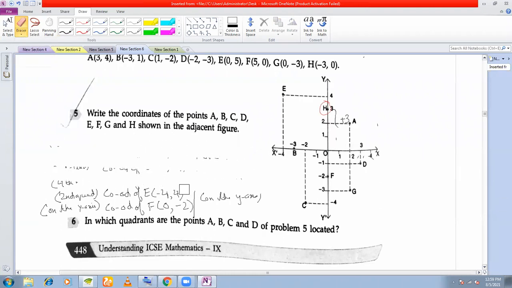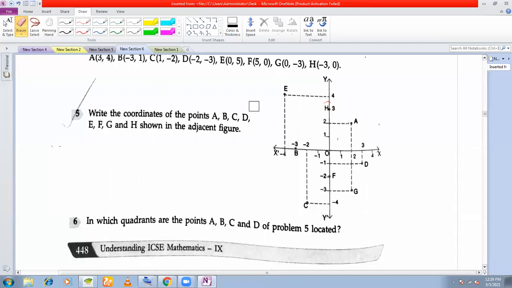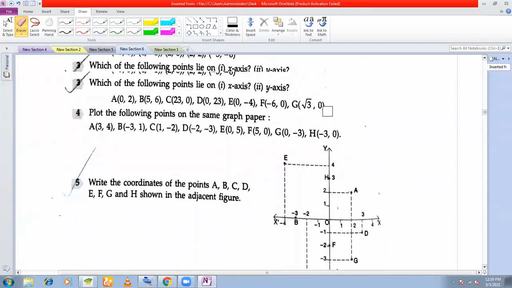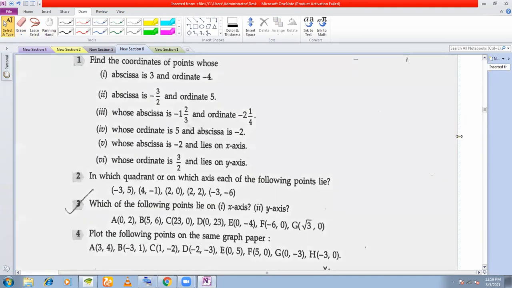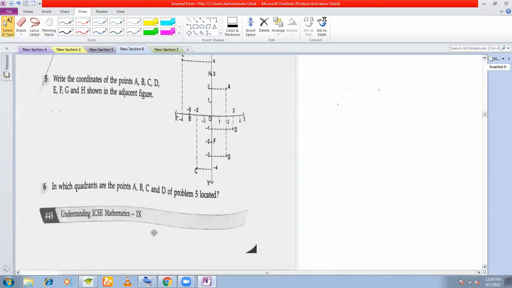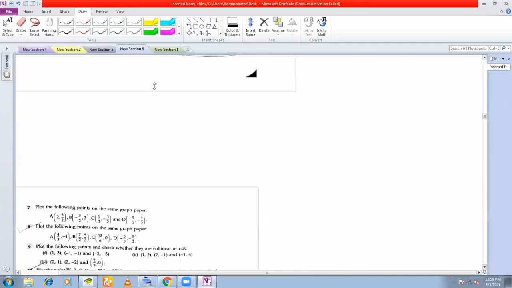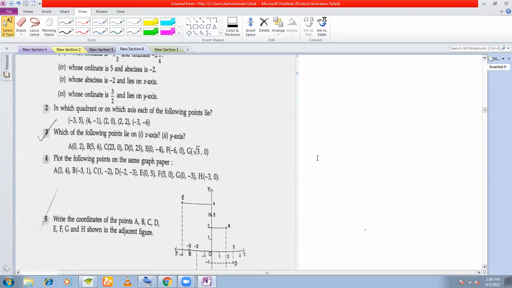Okay. Now look at problem number 4, which I have not done. For this, you will need the graph paper. Let me shrink the size a little so that I can accommodate the graph paper. Okay, now look at the points. First of all, before drawing the graph, you must see what scale you require.